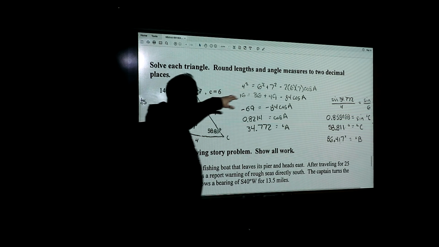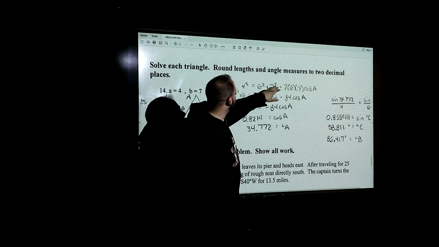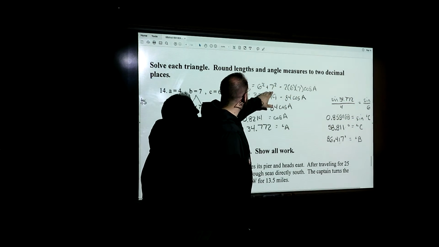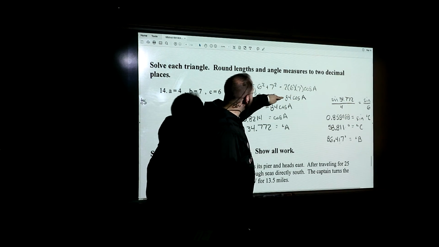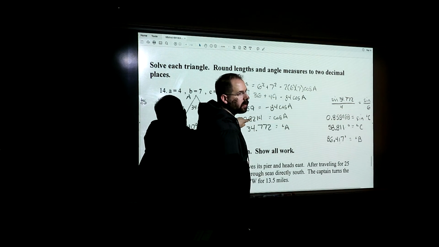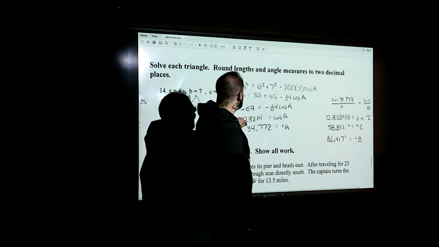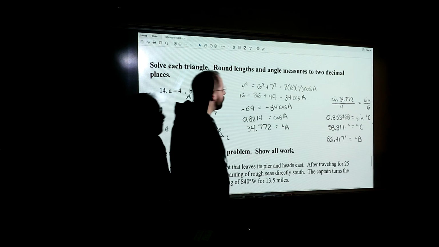But anyways, the law of cosine is 4 squared, 6 squared, 7 squared. You multiply these together, you subtract these over. This number is attached to cosine, so you have to divide that number over. You can't add it or subtract it. Once you divide, then you can take the inverse cosine and get 34.